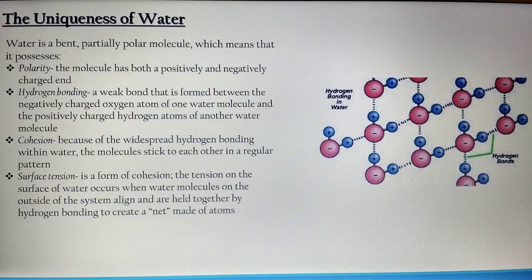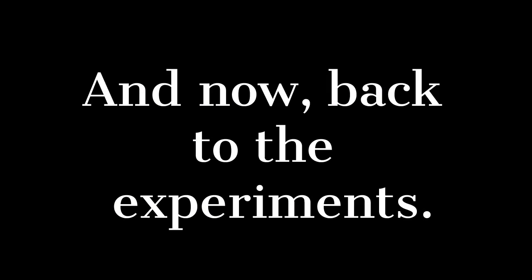Cohesion, which occurs because of the widespread hydrogen bonding within water, and this causes the molecules to stick to each other in a regular pattern. Surface tension is a form of cohesion, and the tension on the surface of the water occurs when the water molecules on the outside of the system align and are held together by hydrogen bonding to create a net made of atoms. And now, back to the experiments.